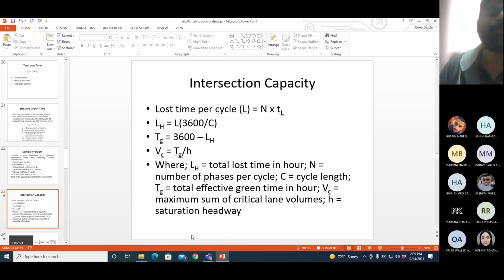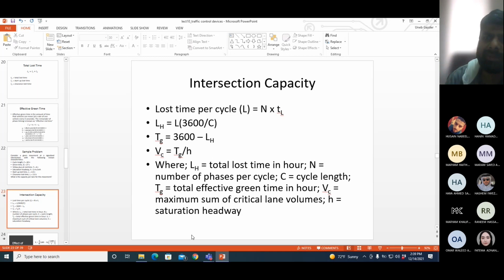Then lost time in the entire hour. In one cycle I have lost time equal to L. If I multiply with the number of cycles in the hour, I will get lost time of the whole hour, like we did in the previous example. This is what we did with the effective green time: we calculate effective green time for one cycle, and then we multiply by the number of cycles. So L into 3600 upon C.